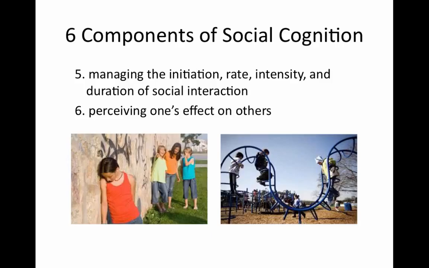So students who have difficulty managing the initiation, rate, intensity, and duration of social interactions may occur to peers as rude, strange in some way, or like annoying. You might hear other kids describe this person as that. Similarly, students who struggle to pick up on how their behaviors are affecting peers can be interpreted by peers as insensitive, as bullying, or as just generally socially unappealing.